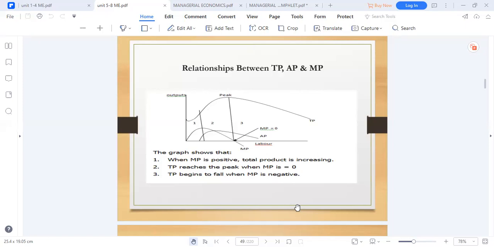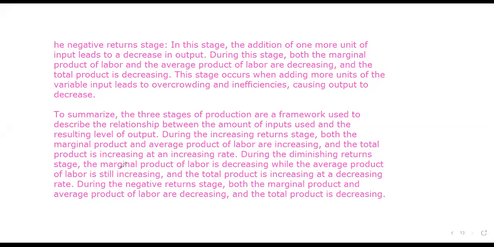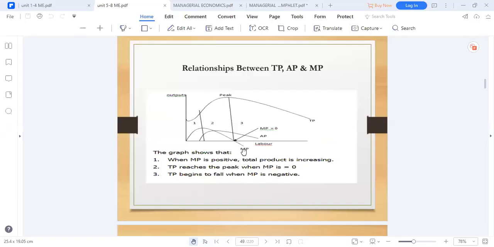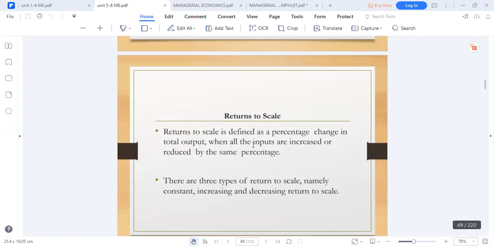So in the second stage, which is the decreasing stage, the marginal product of labor is decreasing. The average product of labor is increasing. The total product is increasing at a decreasing rate. When we go to the decreasing or negative stage, both the marginal product of labor and average product of labor are decreasing, and the total product is also decreasing. So all the 3 in this stage, as you can see, are falling down. The marginal product particularly is in the negative. So these are the 3 stages of production.